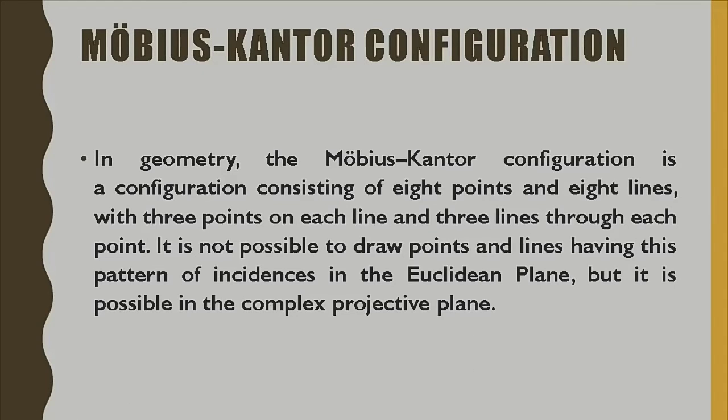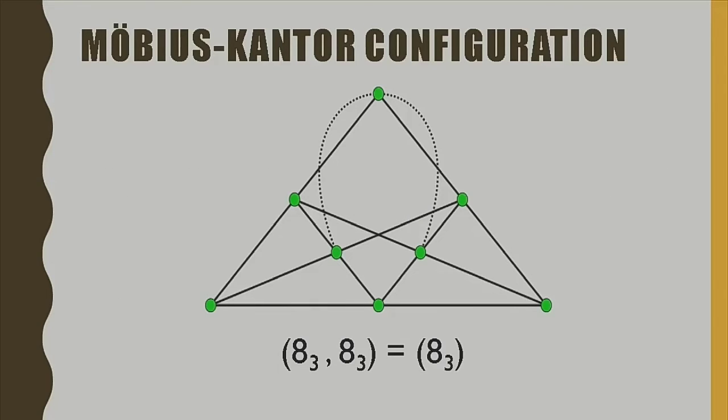Now, we will proceed to our second configuration, which is the Möbius-Kantor configuration. In geometry, the Möbius-Kantor configuration consists of 8 points and 8 lines, with 3 points on each line and 3 lines through each point. It is not possible to draw points and lines having this pattern of incidences in the Euclidean plane, but it is possible in the complex projective plane. Now, we have here the figure of the Möbius-Kantor configuration with the configuration of 8 sub 3.